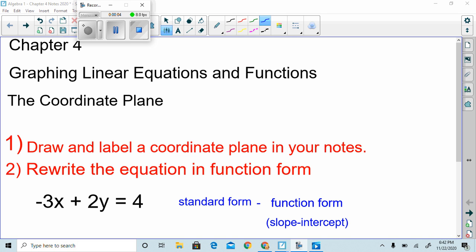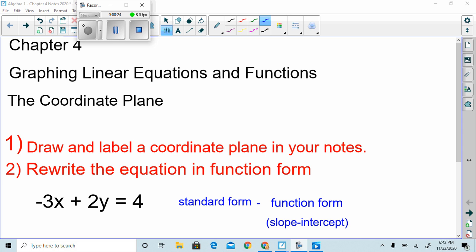In Chapter 4, we're going to be working on graphing linear equations and functions. It all starts with the coordinate plane. And in our last session, I looked to see what prior knowledge you came to me with on this topic. I asked you to draw and label a coordinate plane in your notes and to tell me what you know about the coordinate plane.